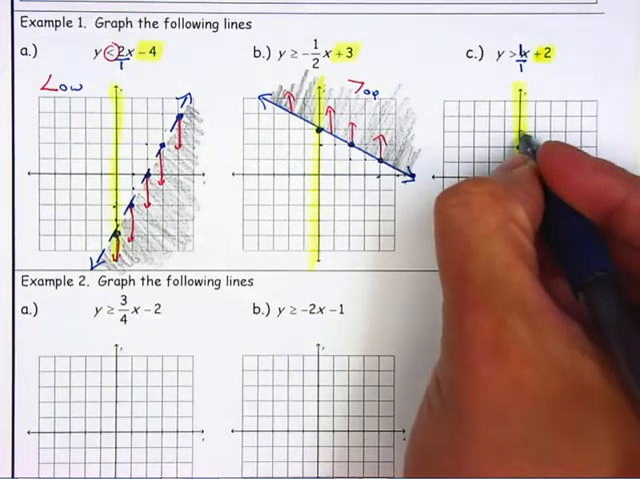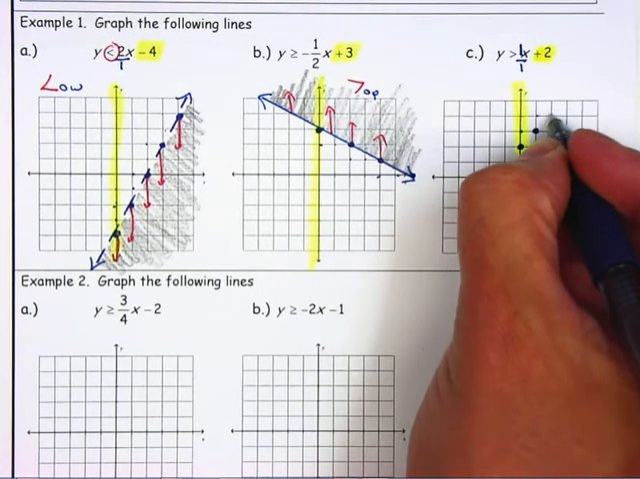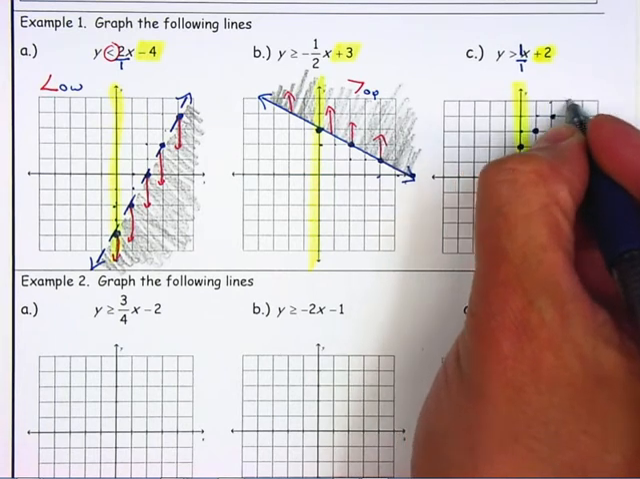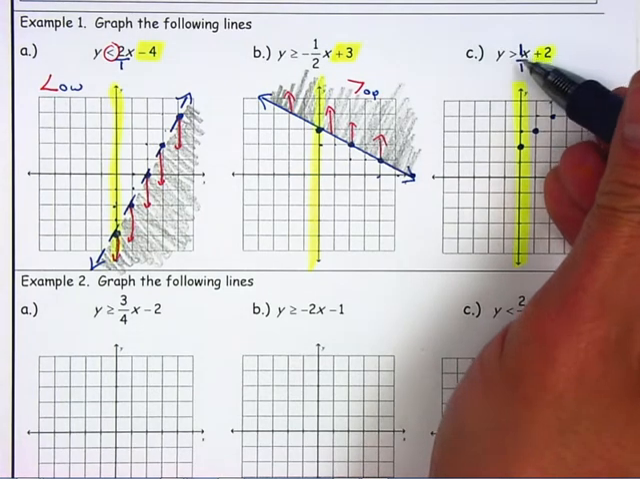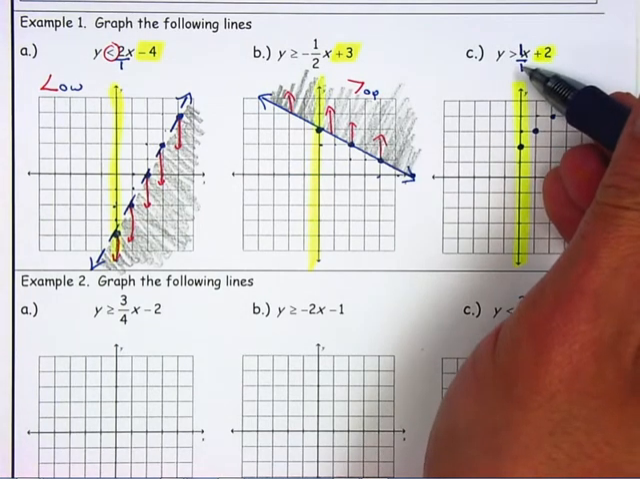I'm going to go up 1, to the right 1. Up 1, to the right 1. Up 1, to the right 1. So remember, if there's no coefficient, automatically there's a 1. And to make it a fraction, we'll place it over 1.